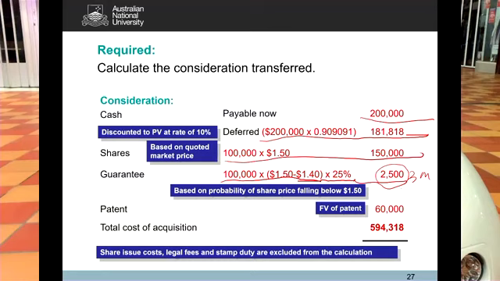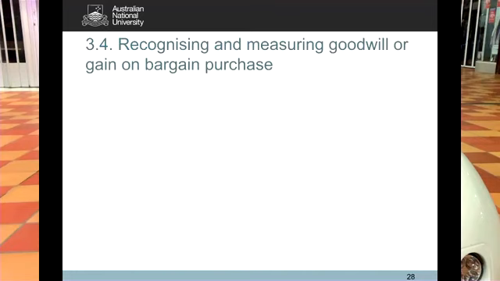All right. If you do discounting, you don't lose marks. If you have an exam, it will be clearly specified whether you should discount it or not. Otherwise, you can just do it directly. You don't need to consider the time value of money. All right. Then we include the patent, then that will be the total cost of acquisition. We don't need to consider all the other directly attributable costs. All right. So this one should be quite straightforward. We should have no problem with that at all.